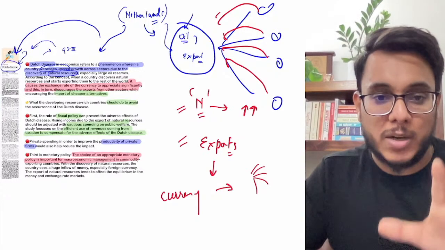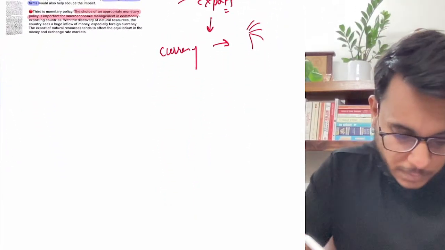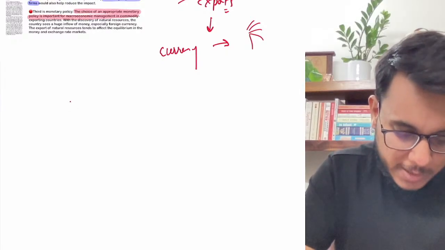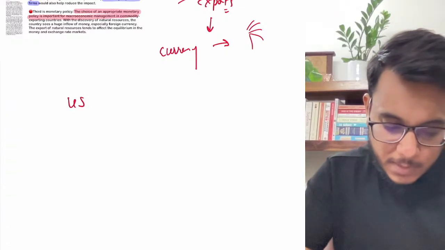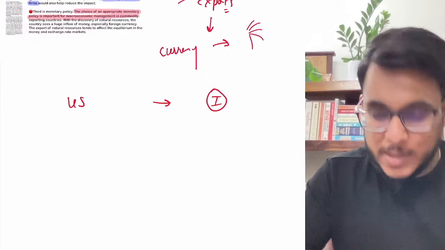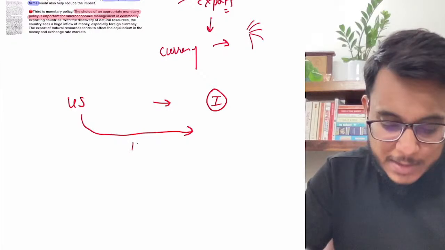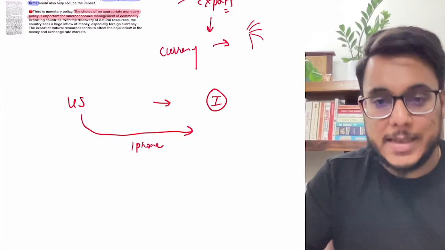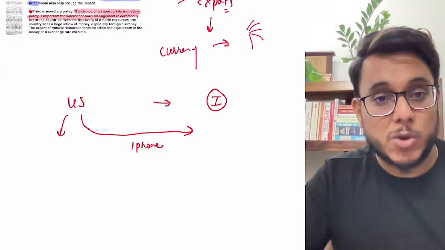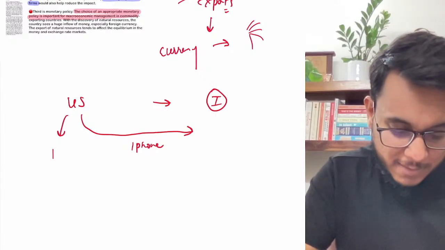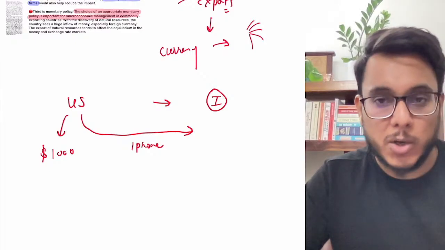So let's understand this in a little more detail. Guys, suppose there are two countries. One is the USA and another is India. Now the USA is, let's say, exporting iPhones to India. In the USA, let's say the price of the iPhone is $1,000, and it is exporting to India.